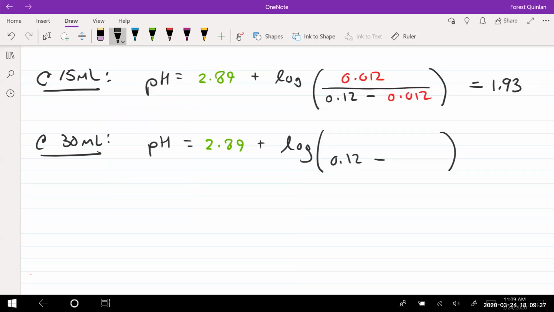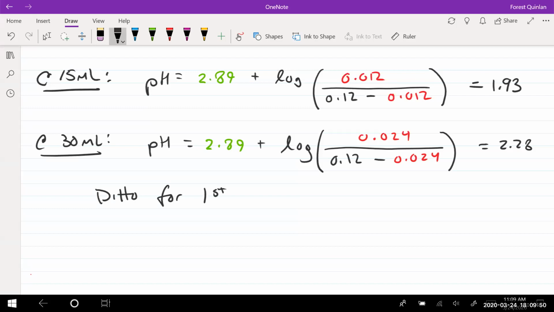Well, wouldn't it just be 0.02? That's right. Because we are just doubling the amount of base, we can just double the amount of moles there. That's totally fine. And Dallas will tell me that that's 2.28. And at this point, we can say ditto for first region.